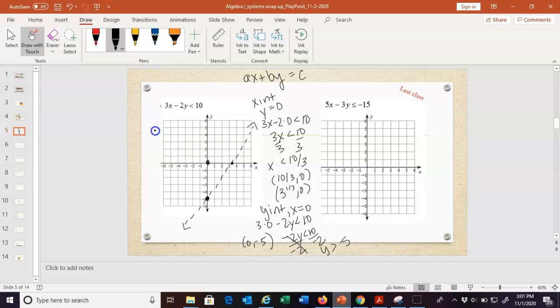Let's try 0, 0. So if x is 0 and y is 0, what do we have? We have 0 is less than 10. Is 0 less than 10? No, right? Yes, it is.